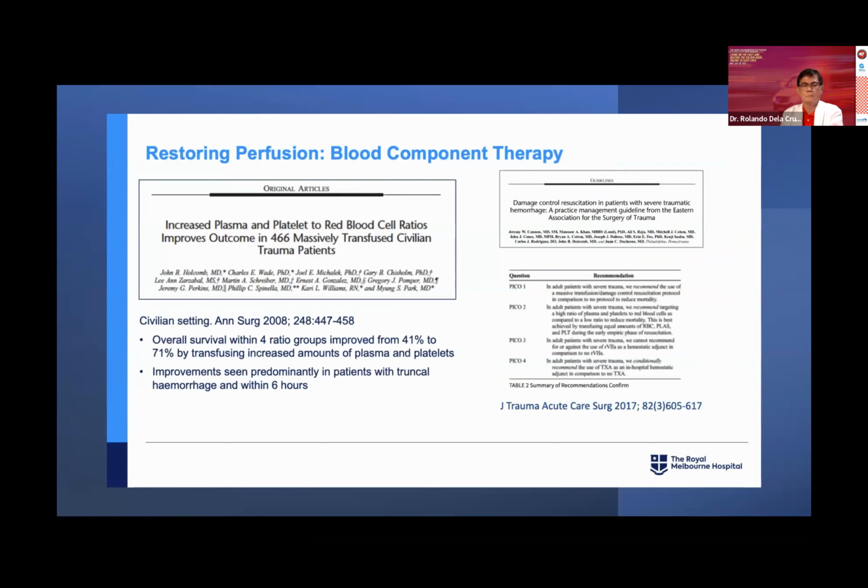Further evidence as to the benefit of fixed ratios of blood products was borne out in civilian studies, and the delivery of fixed ratios of blood products has now been established in the form of massive transfusion protocols across the world. The EAST Guidelines, which were published in 2017, outline the evidence available at that time in regard to the role of massive transfusion protocol and the components that should be considered. And this really has now become a standard form of care in trauma resuscitation, and particularly important in damage control resuscitation.